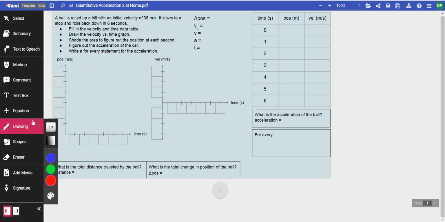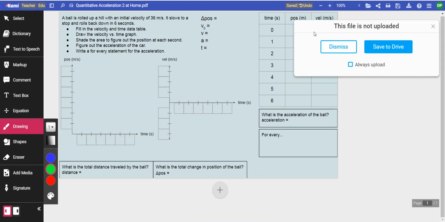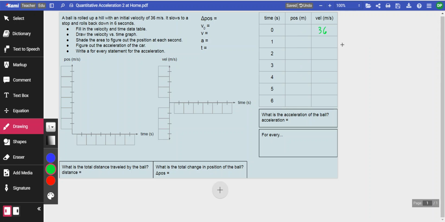It says the initial velocity is 36. Now, if it rolls up a hill and back down, well, we know that if it's 6 seconds total, then 3 seconds will be up at the top of the hill, and we know that as it rolls up, it slows to a stop, and then speeds up on the way back down. So we have to get from 36 to 0 in 3 seconds, so that's going to be a change of negative 12 each second.